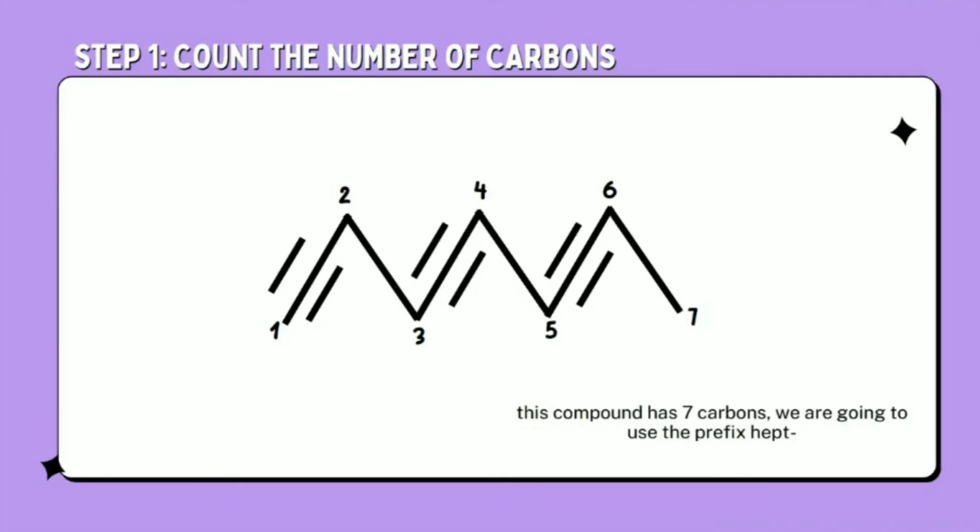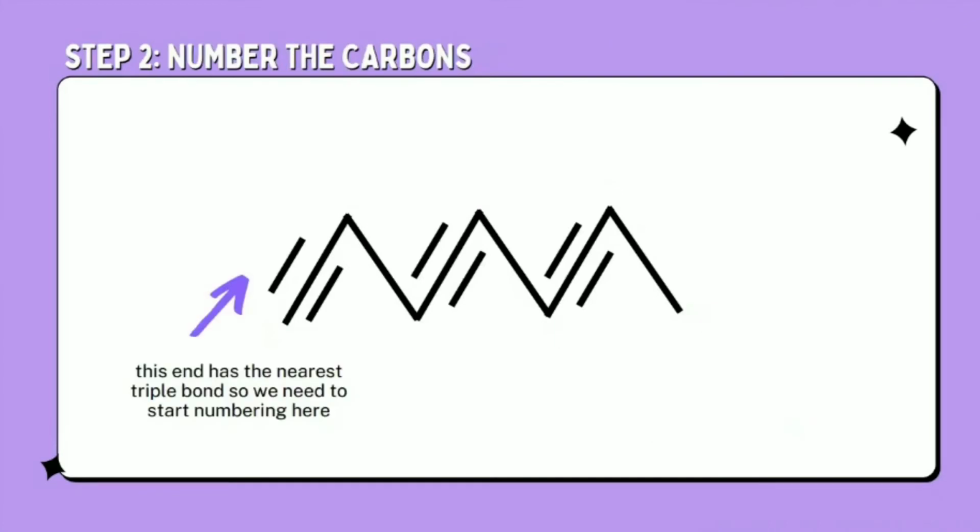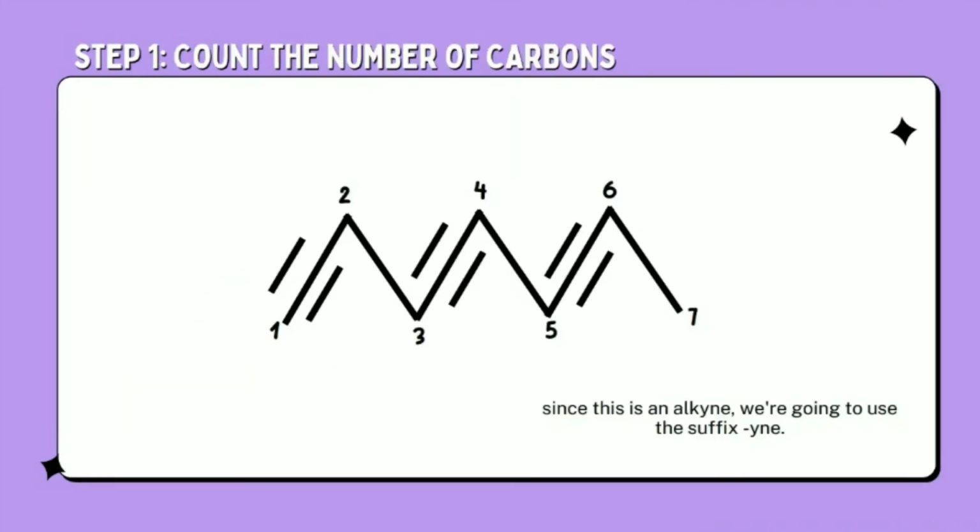This compound has 7 carbons, so we are going to use the prefix hep. Since this is an alkyne, we are going to use the suffix "-ine". Since it's 7 carbons and the suffix "-ine", you just combine them and it will be heptyne.